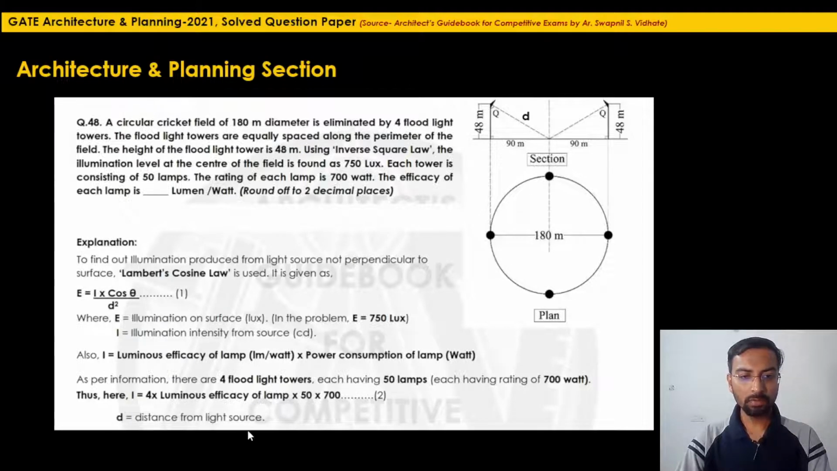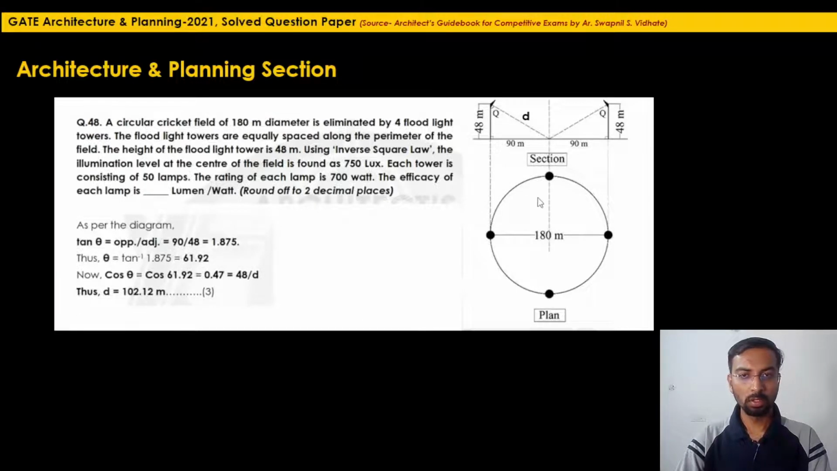D is the distance from the light source. This is the center of the field. So this D, the hypotenuse, will be the distance from the light source. From this particular figure, the elevation, this will be the radius, because 180 meter is the diameter. So this distance will be 90 meter. The height of the tower they have mentioned is 48 meter. So we have to find what the hypotenuse is here.